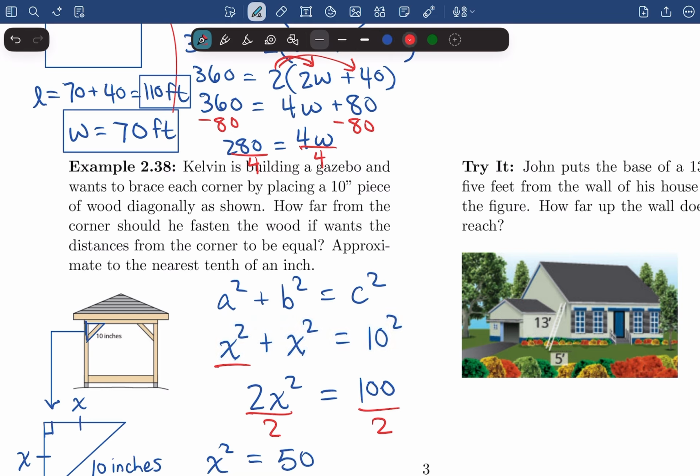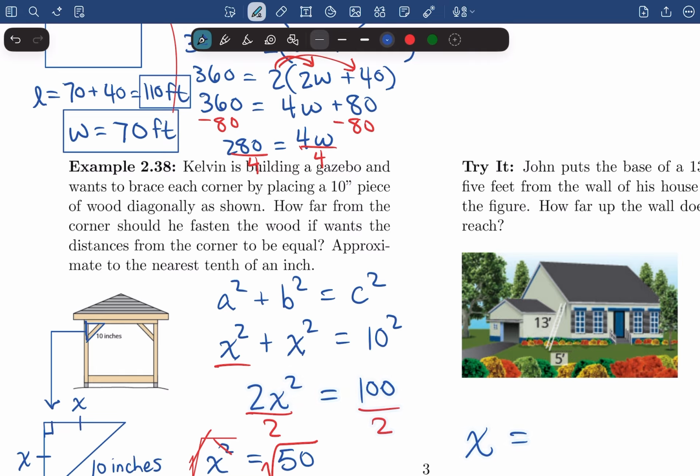And how do you undo squaring the variable x? Well, the opposite of squaring is square rooting. So we're going to square root both sides of the equation. So we get a cancellation of the square root and the square. Okay, once again, the square root and the square, they cancel each other. That's why we can just say the answer is for x, right? We don't want to solve for x squared, we want to solve for x. And it's equal to the square root of 50.